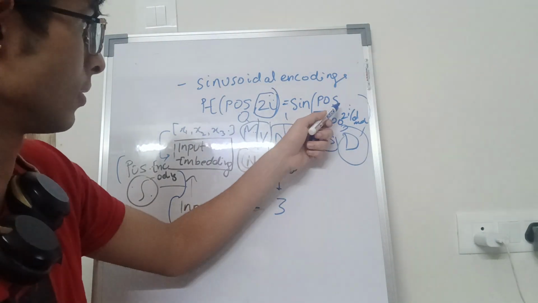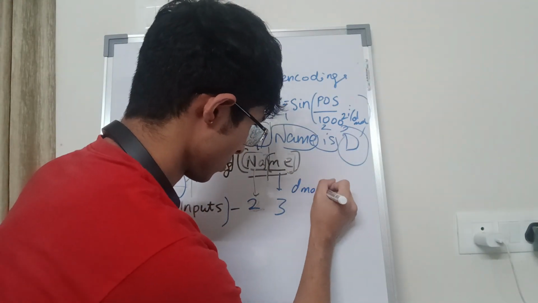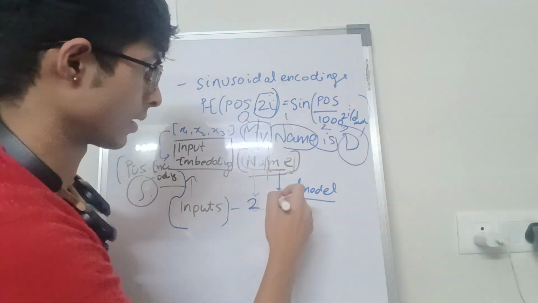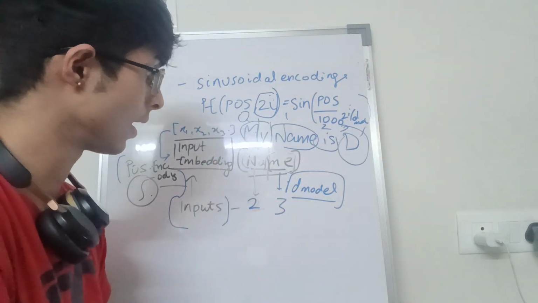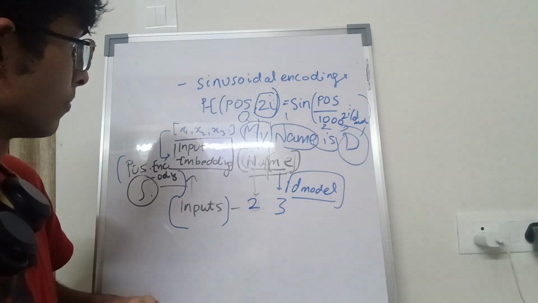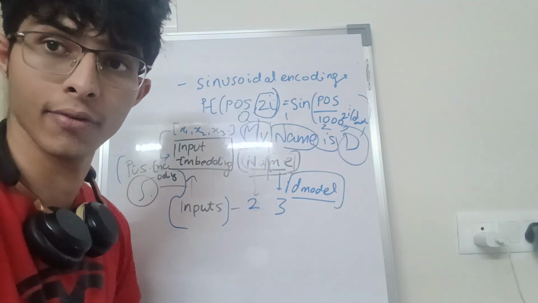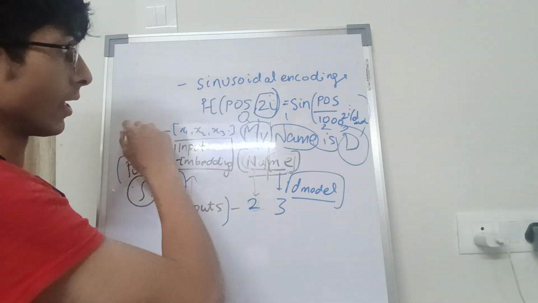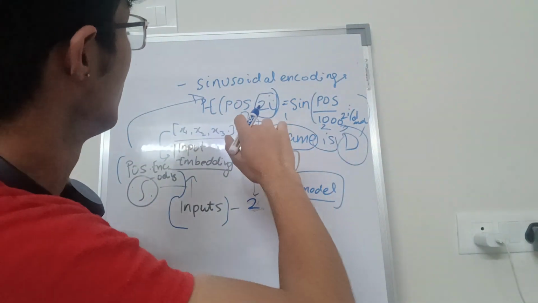So position pos divided by 10000 to the power of 2i by d model. Now what is d model? D model is just the dimension of the model. So we'll come to this later, but just keep this in mind for later on maybe. This is the dimension of the model, and we'll keep this for later. Now this is what the function form looks like when converting these inputs into these embeddings using something called sinusoidal encoding, or positional encoding.